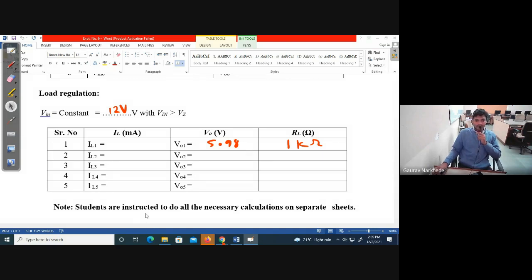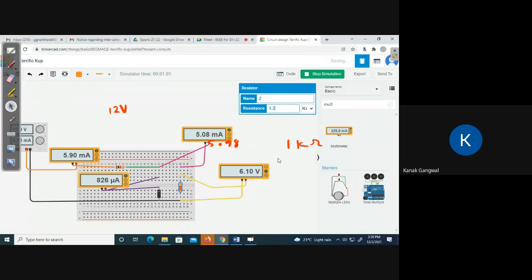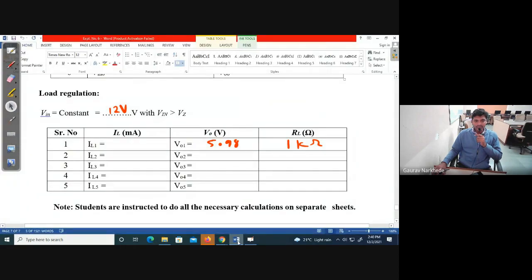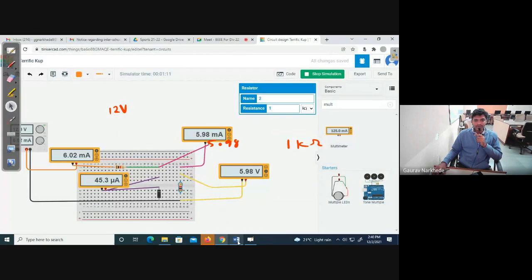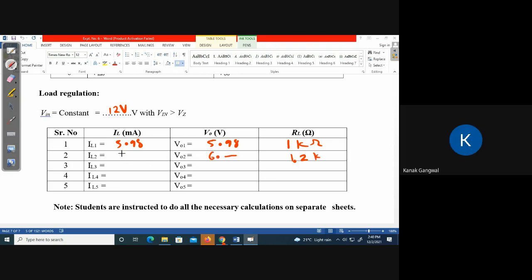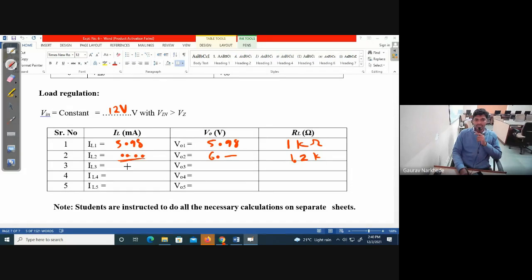Do you understand what I am saying? You should write it for 1 kilo ohms, and then this IL is 5.98 milliamperes, correct? When it was 1.1 to 1.2 kilo ohms, here it will be 6 point something, and here also something. Keep writing this current.